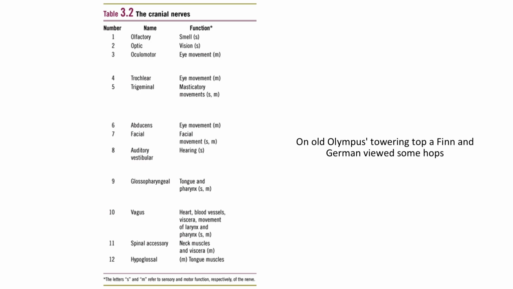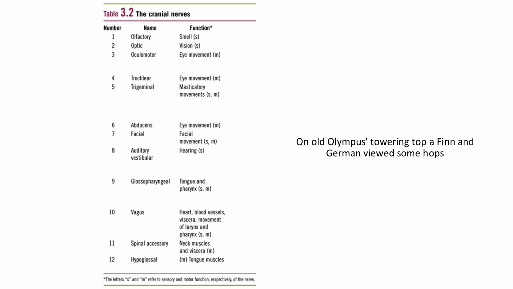Then we have the abducens nerve, which is also important for eye movement. You need a lot of nerves to move your eyes. Then the seventh one is the facial nerve, which is important for facial movements, like if you want to frown or smile. This one is both sensory and motor. Number 8 is the auditory vestibular, which is important for hearing, and this one is sensory. Then we have number 9, the glossopharyngeal, which is important for your tongue and pharynx. This one is both sensory and motor.